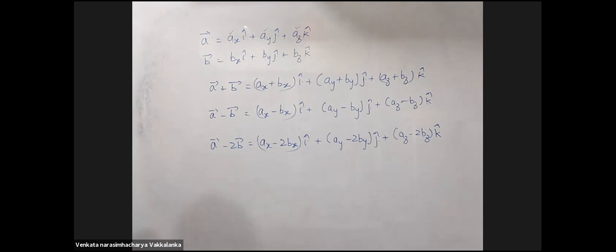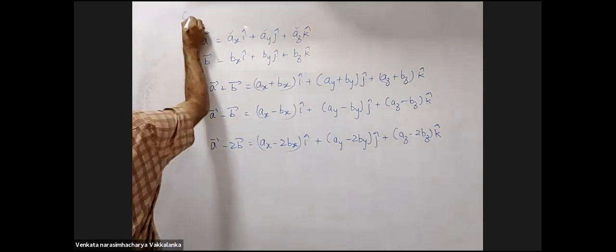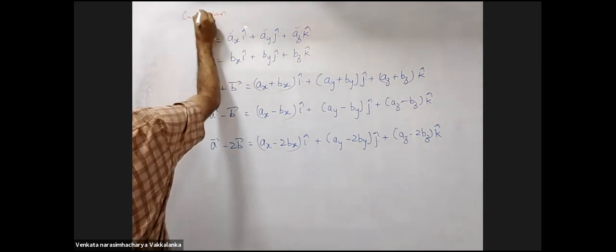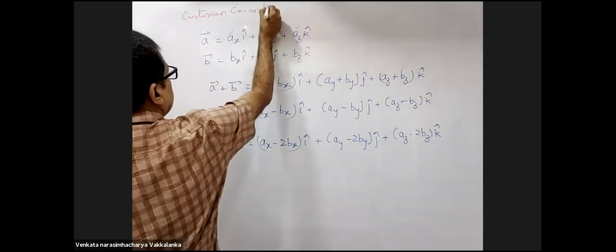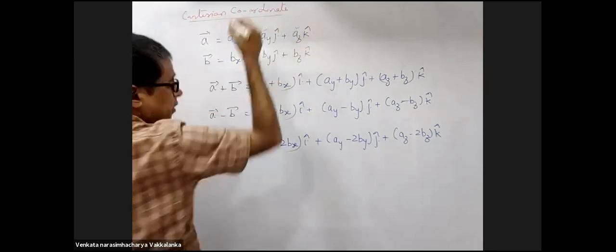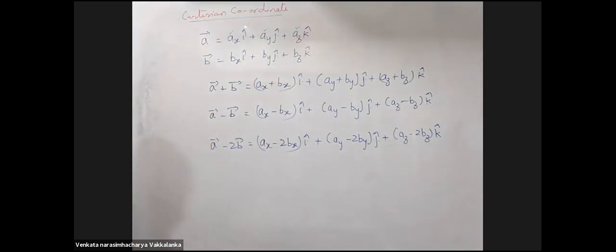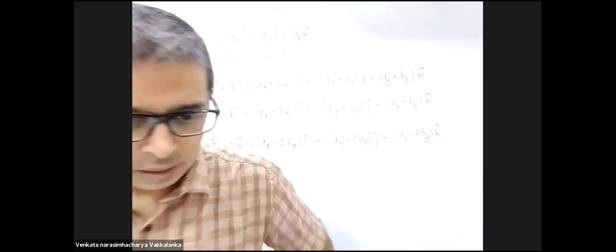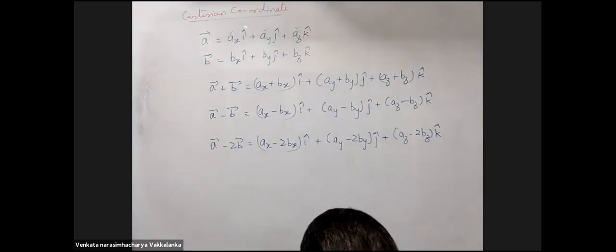What should be the heading of this part? Cartesian coordinate representation. Sir, when we represent a vector, why do we write plus between ax i cap and the next term? Because it is the resultant of these both. It is the resultant of the x component and y component.